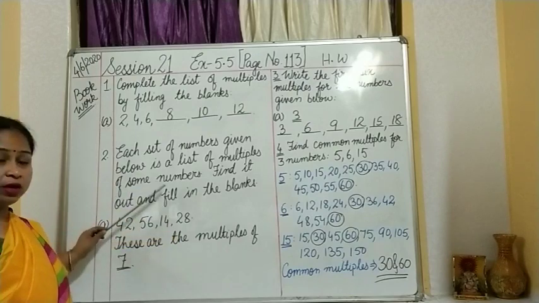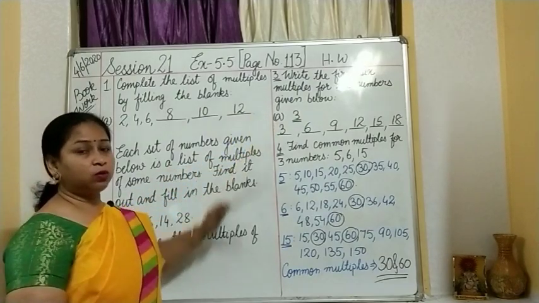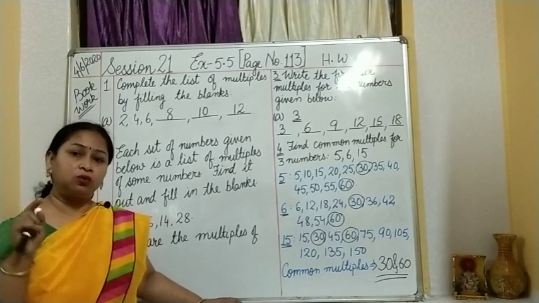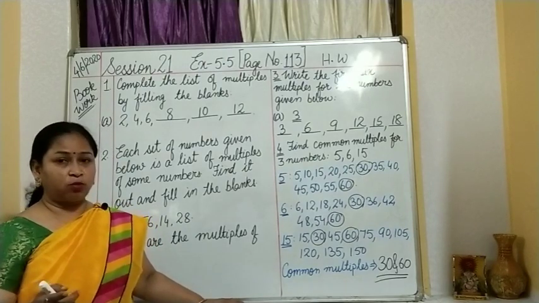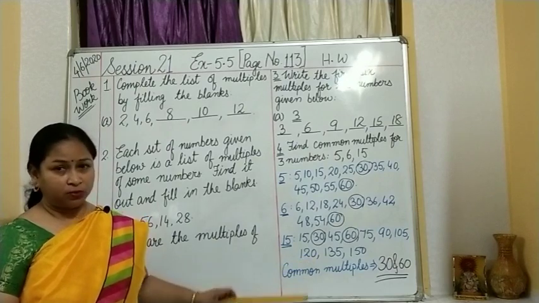A of the second I have also shown. For the third also I have shown A. So the rest of the questions you have to work out in your book. Okay. So the next topic is common multiples.